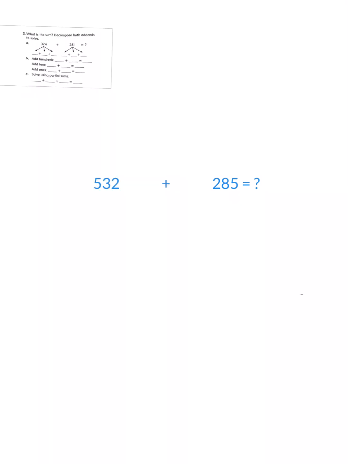I made up a new problem, 532 plus 285, and I gave us some room to work with these numbers. So the first thing we need to do is decompose both addends. So remember, that just means break both of the numbers we're adding up. The way we're going to do this in this lesson is to break them up by place value. So 532, we're going to rewrite as 500.